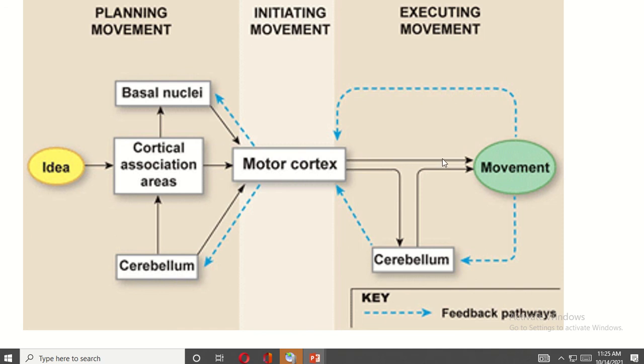And this is the motor order for a movement. Before the initiation of the movement, this information goes to the cerebellum, and the cerebellum adjusts the information and the movement occurs. After the movement, this information again comes to the cerebellum, and the cerebellum gives feedback to the motor cortex. And regarding the information of the movement, information is also sent directly to the motor cortex.